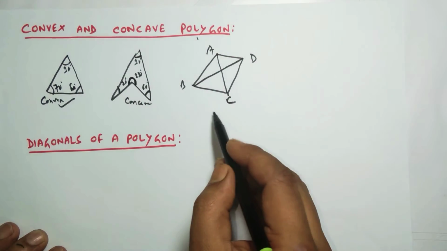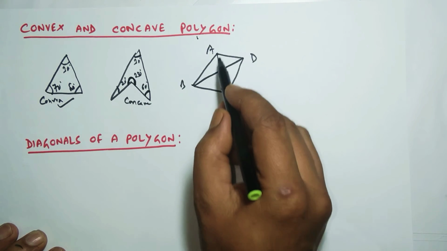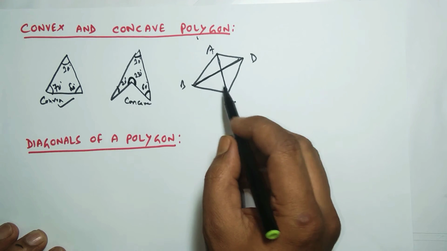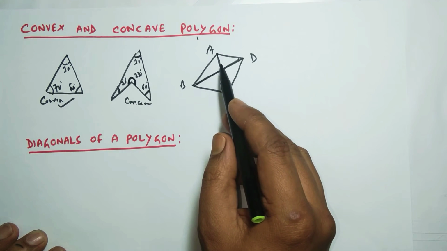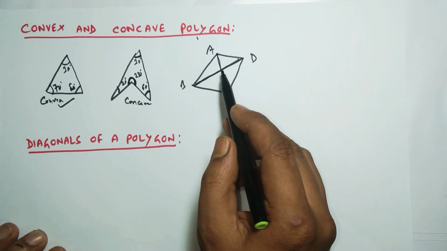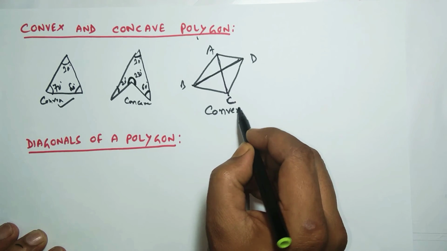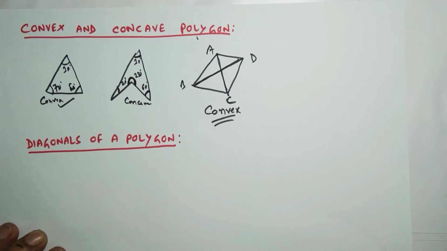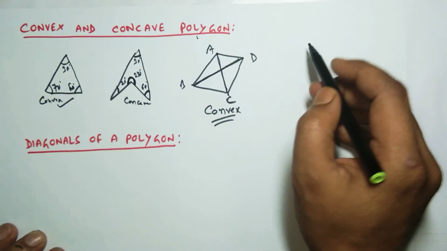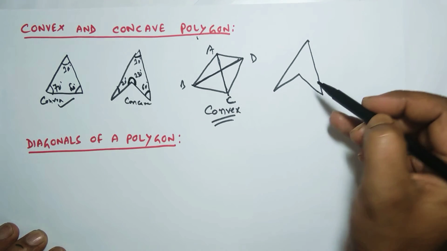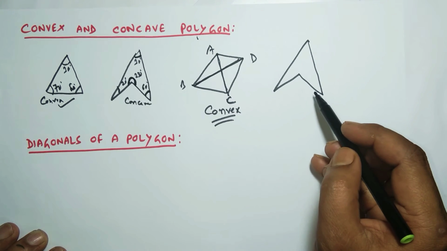Now look at this figure ABCD. What you have seen, diagonal AC and diagonal BD, they lie in the interior of the figure ABCD. The diagonals lie in the interior. So if diagonals lie in the interior, you can identify this polygon as always convex. So if all the diagonals in a polygon lie in the interior, then that particular polygon is known as convex.